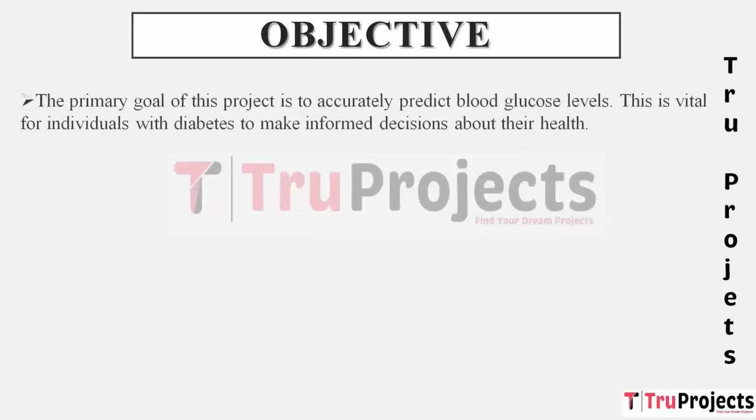Objective. The main objective of this project is to achieve precise predictions of blood glucose levels. This is critically important for individuals with diabetes as it enables them to make informed decisions about their health. Having reliable predictions helps them manage the condition effectively and make necessary adjustments.